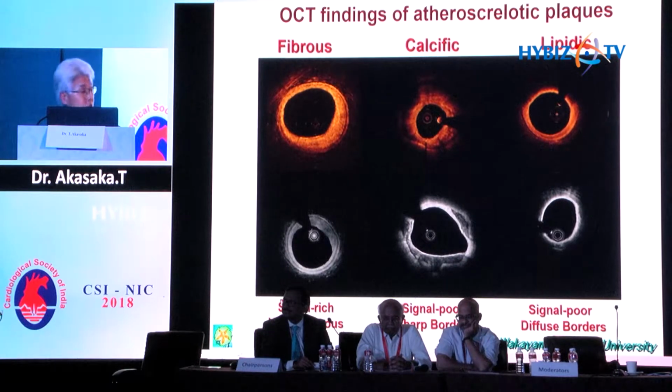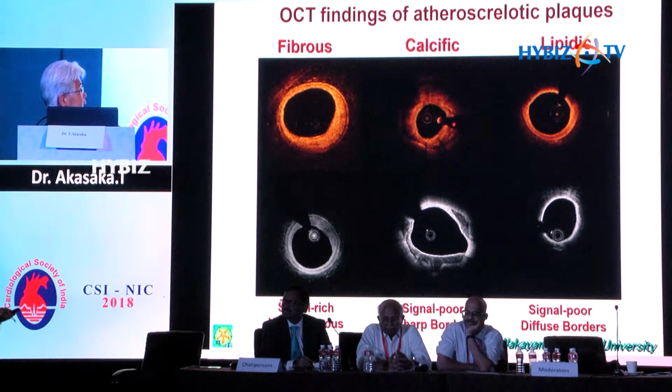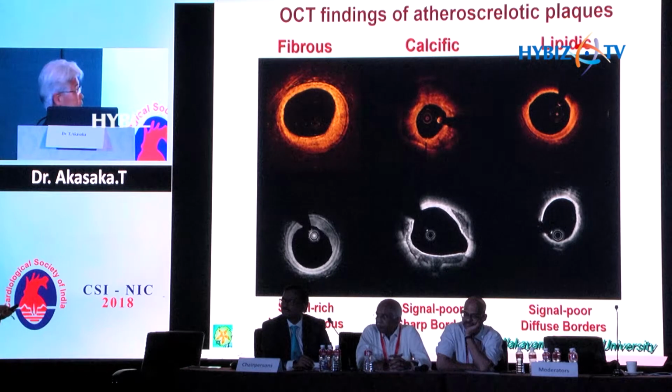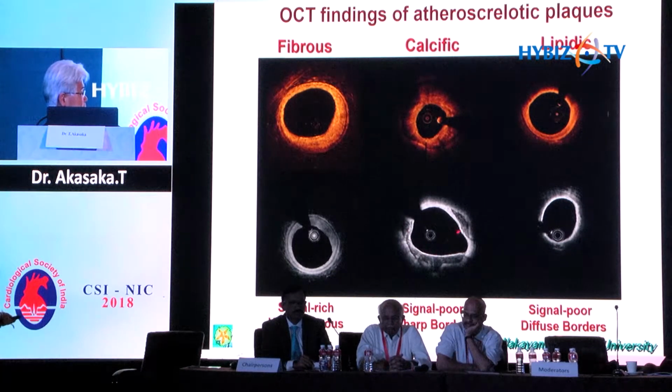And this is a true clinical case. The left-hand side demonstrates fibrous tissue, right, signal-rich homogeneous, and calcium. The upper center demonstrates 360 degree circular calcium, and the bottom demonstrates nearly a 2-quadrant calcium, and this is 60 degree calcium. Lipid is in the right-hand upper panel from 9 to 2 o'clock, and the bottom demonstrates from 2 to 11 o'clock. It's quite easy, right?